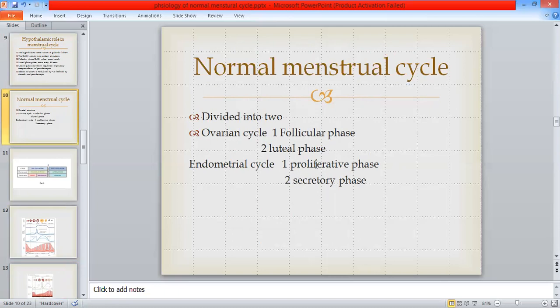The proliferative phase corresponds to the follicular phase of the ovarian cycle, and the luteal phase corresponds to the secretory phase of the endometrial cycle. These both go side by side. The ovarian cycle and endometrial cycle go side by side.